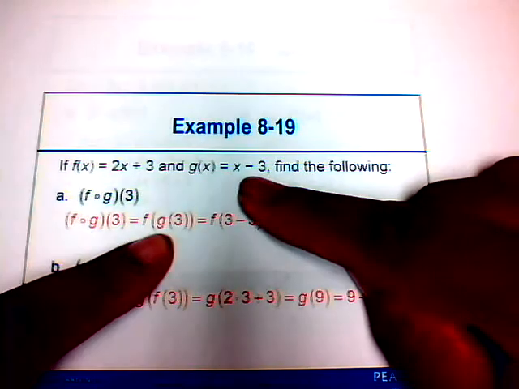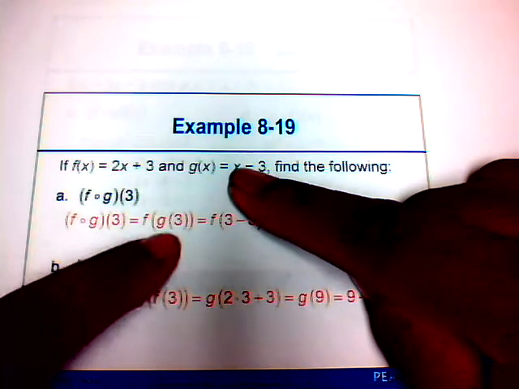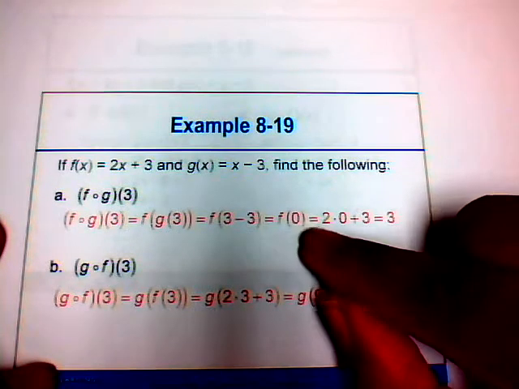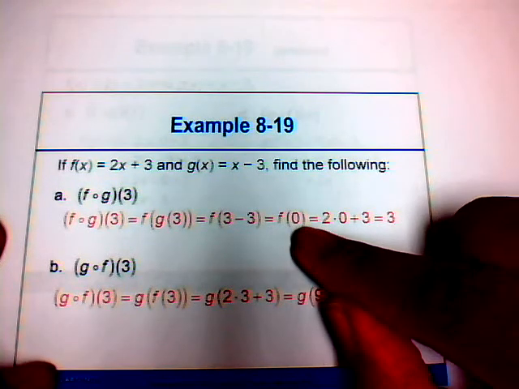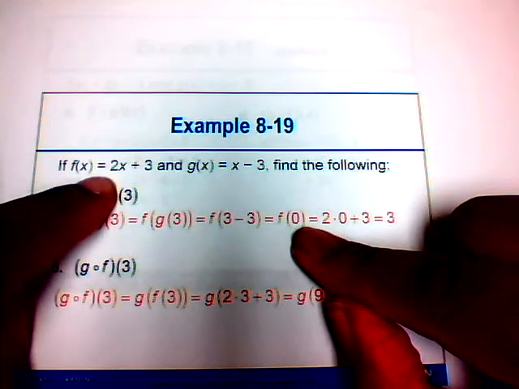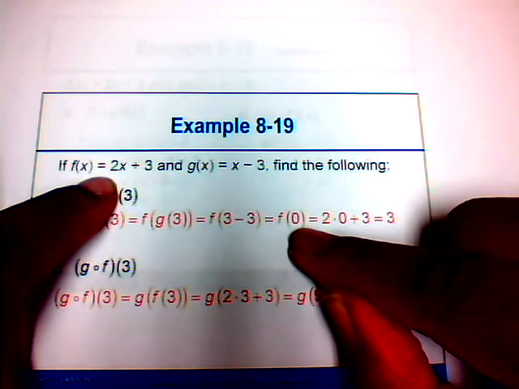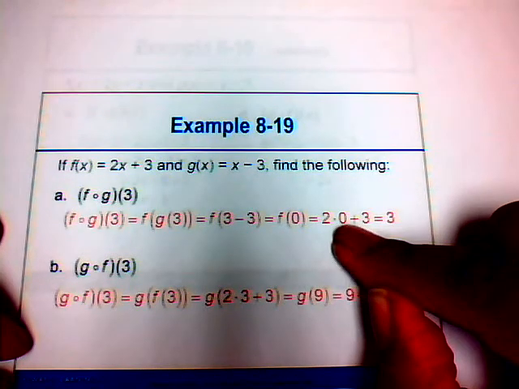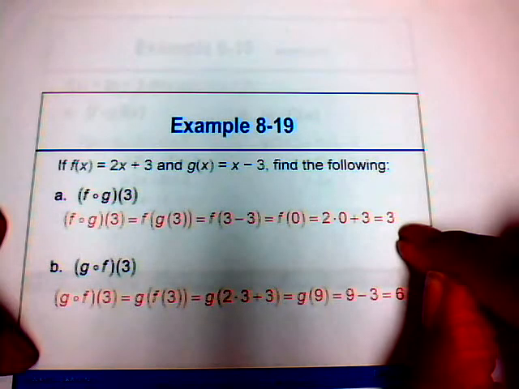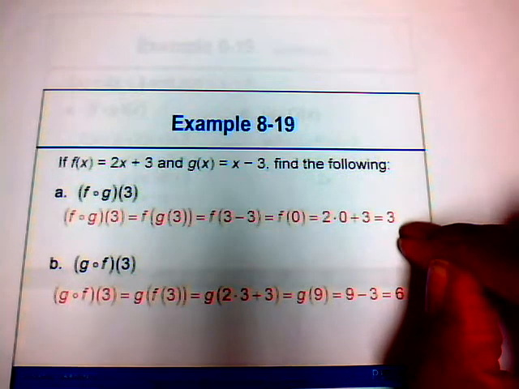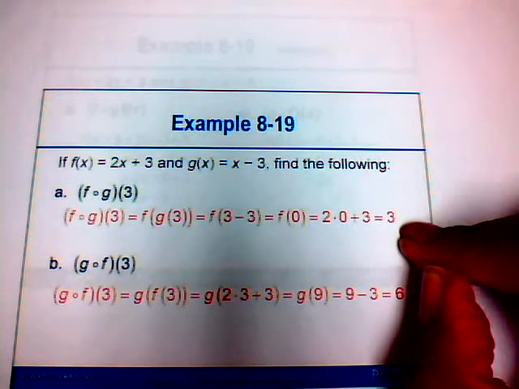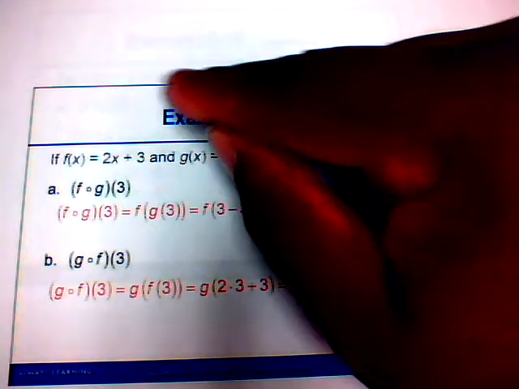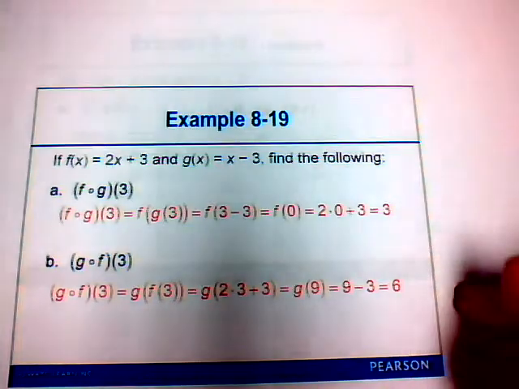Well, g of x is equal to x minus 3. So in place of this x, we're going to put 3 in its place. So it'll be f of 3 minus 3. Well, 3 minus 3 is going to be 0, so we'll be evaluating f of 0. Now, f of x is 2x plus 3, and x is 0, so in place of this x, we're going to put 0. So it'll be 2 times 0, which is 0, plus 3, which is going to give you 3. Okay, so we replace our x value in g of x, and whatever that is gets replaced for x in the f of x function.